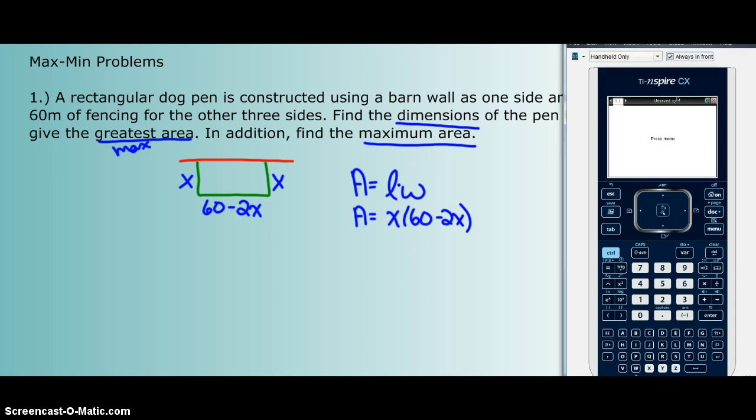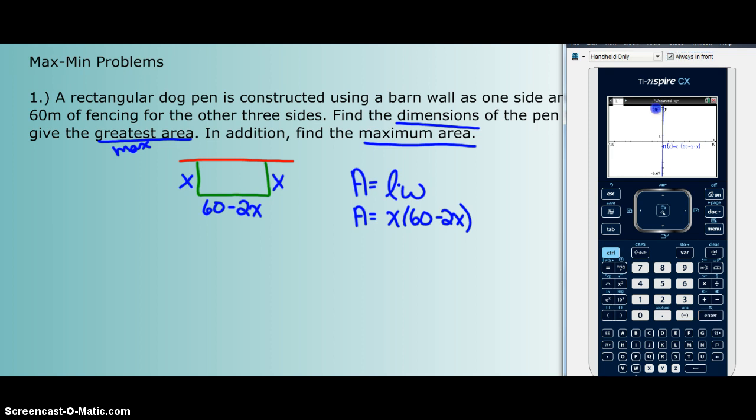So you're going to go ahead and go to a graph screen, and then we're going to type in our function x times 60 minus 2x, close those parentheses, graph it. Oh, there's a little line. How sad. What we need to do is change our window. So you can change the window to anything you want.